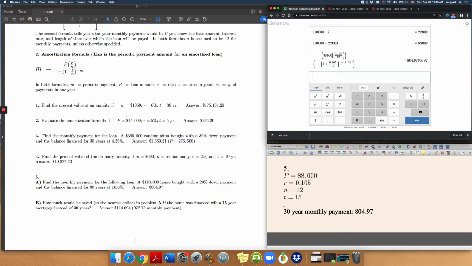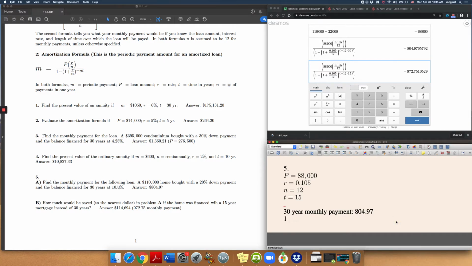If I change to 15 years, the only part that's going to change is the t. So I can just repeat the same formula, right? In fact, I'm just going to copy and paste, so I can leave the old one there. I'm going to just change 30 to 15. So the 15-year monthly payment is $972.75 to the nearest cent.